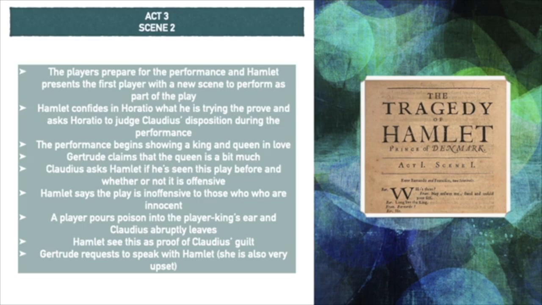We then see a player, an actor, pouring poison into the player king's ear, and at that point Claudius abruptly leaves, which is exactly what Hamlet wanted, because now he's shown his guilt by abruptly leaving this performance. Hamlet sees this as proof of his guilt, and Gertrude also leaves. She storms off, she's really upset, and she requests to speak with Hamlet because she is very upset about the situation. So here we can see things are escalating, but Hamlet finally has his proof here.